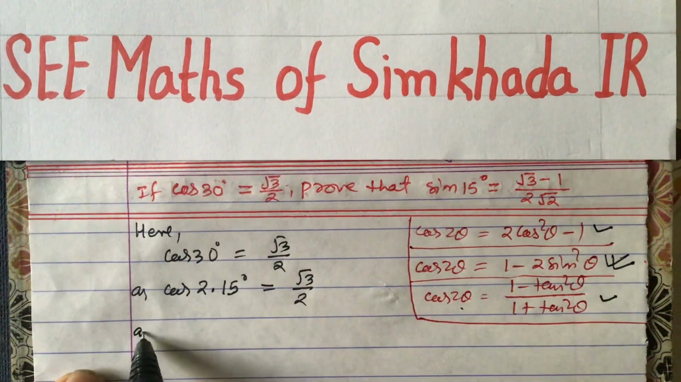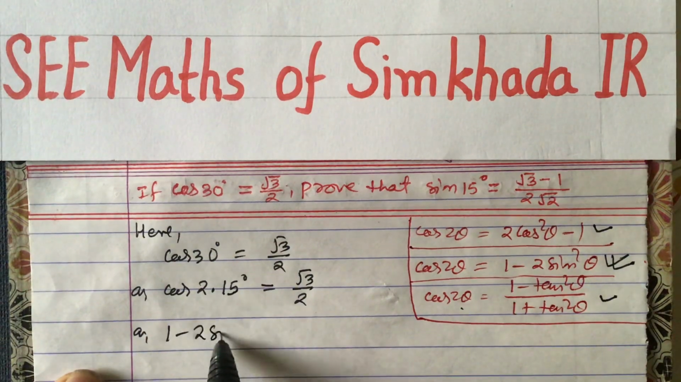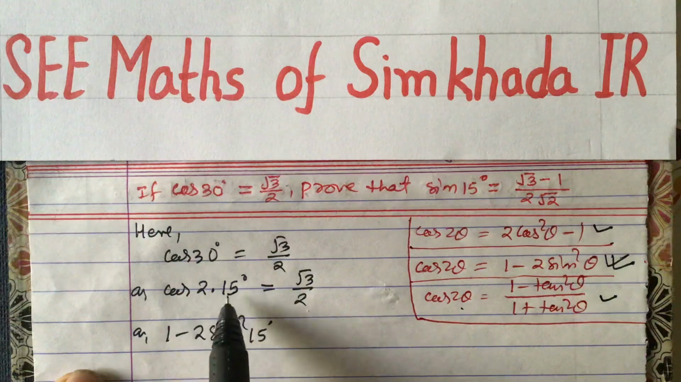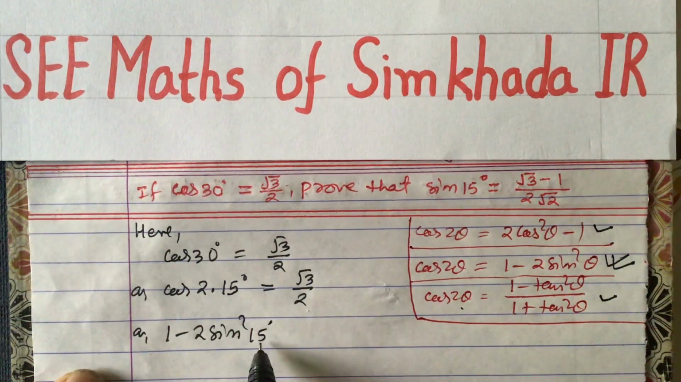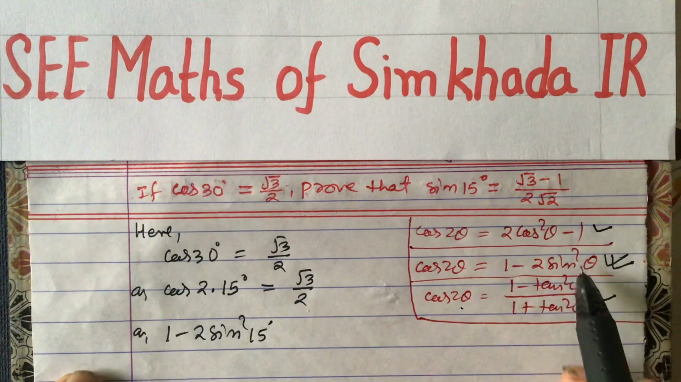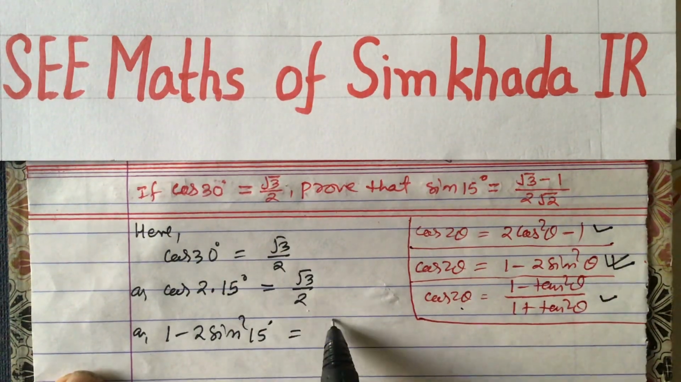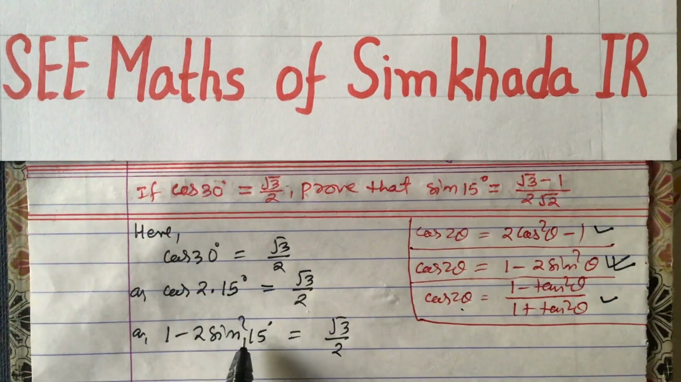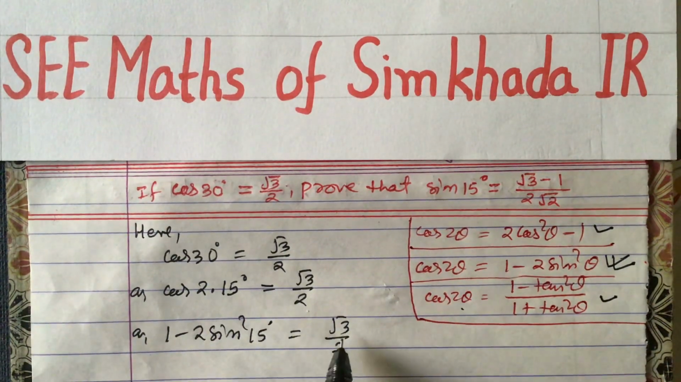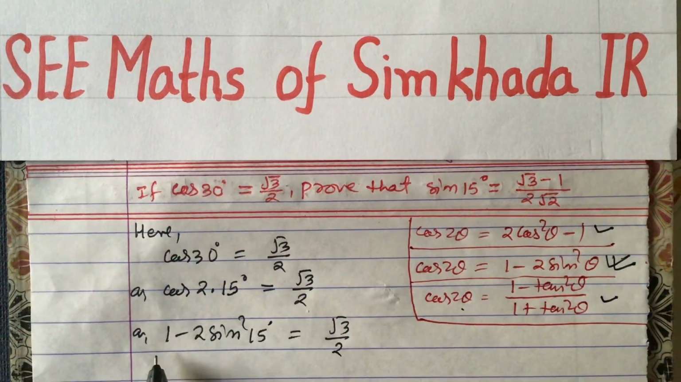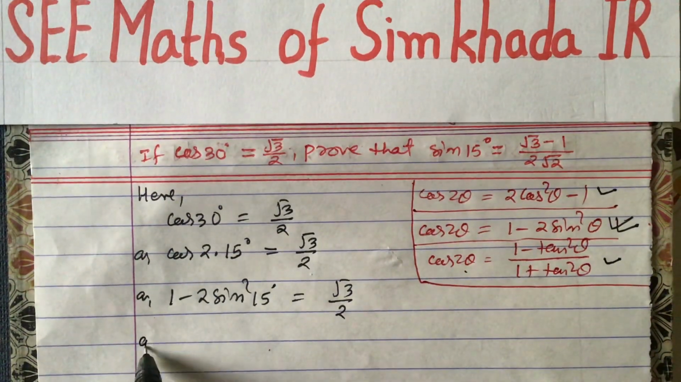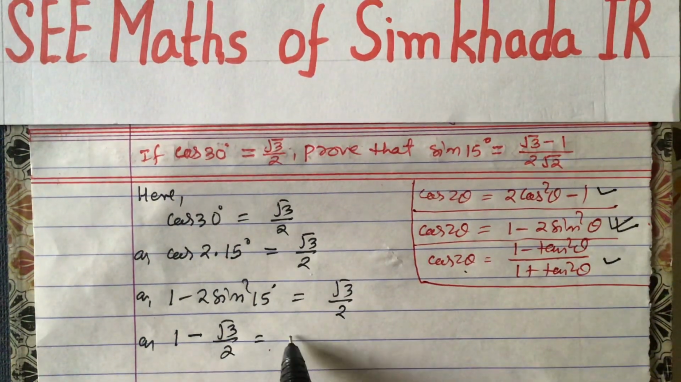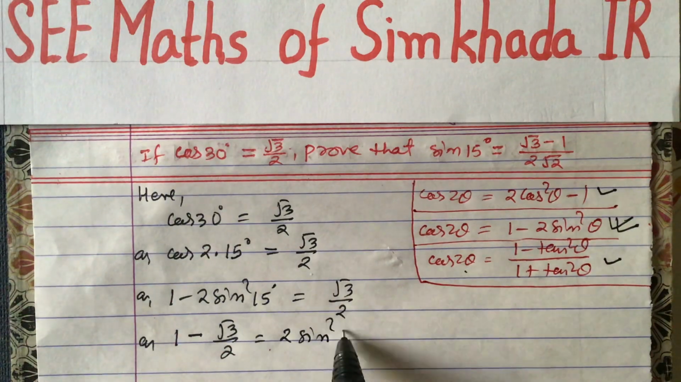So this can be written as 1 minus 2 sine square 15 degree. See, theta here is 15. Cos 2 theta this is. Theta we have to replace by 15. So 1 minus 2 sine square 15 equals root 3 by 2. Now we are asked to find the value of sine 15. So sine 15 we have to transpose to the right side, and the number to the same side, that is the left side. Let us transpose. So 1 minus root 3 by 2 equals 2 sine square 15 degree.